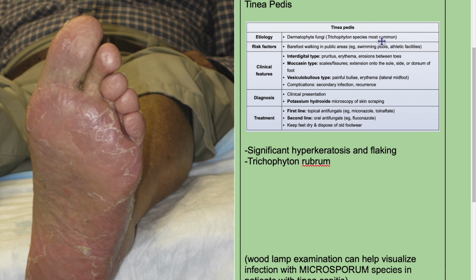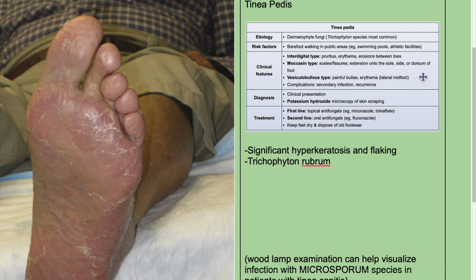Okay, so Tinea Pedis, dermatophyte fungi, Trichophyton species, most common. Risk factor is barefoot walking in public areas, for example, swimming pool or athletic facilities. Clinical features are interdigital type, pruritus, erythema, erosion between toes; moccasin type, so like the shoes or sandals, scales, fissures, extension onto the sole, side, or dorsum of the foot; vesiculobullous type, painful bulla, erythema lateral midfoot. Complications are secondary infection and recurrence.